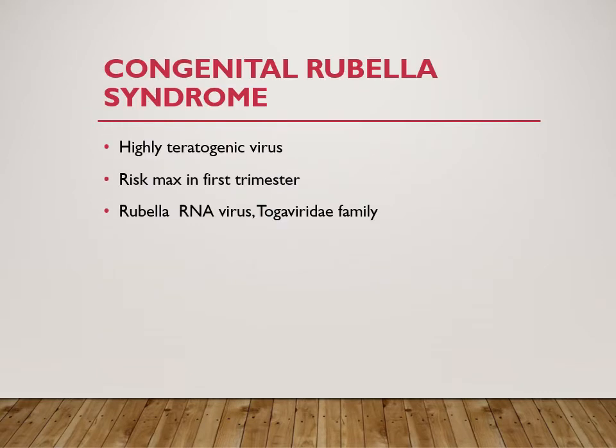Then comes another syndrome, the congenital rubella syndrome. Rubella is a highly teratogenic virus, and the risk of transmission is maximum in the first trimester. Rubella is an RNA virus and belongs to the Togaviridae family.